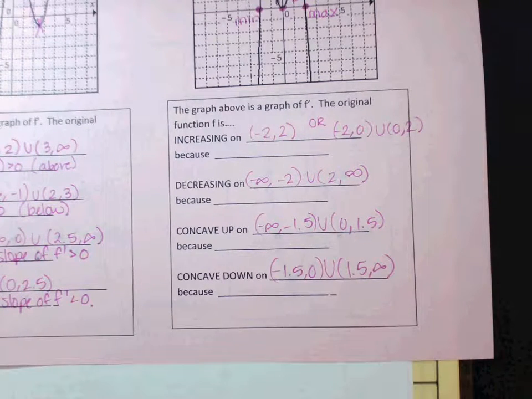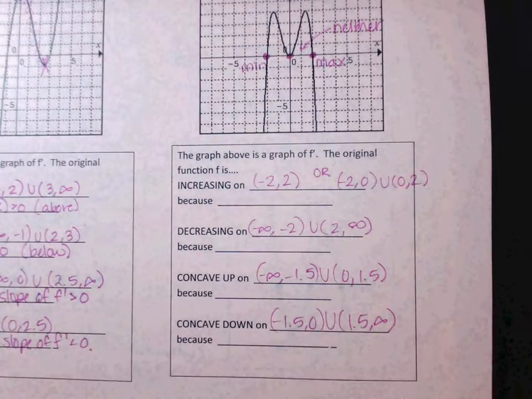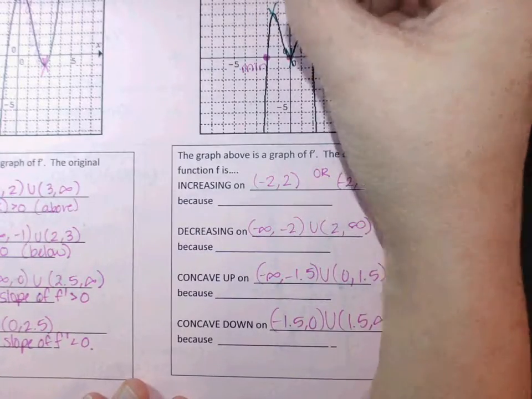Okay? Would 0 be a point of inflection? That is a great question. 0 is a point of inflection because the slope changes sign. So if you were to put x's on your graph on the POIs, you would have 3. You would have one here, here, and here.